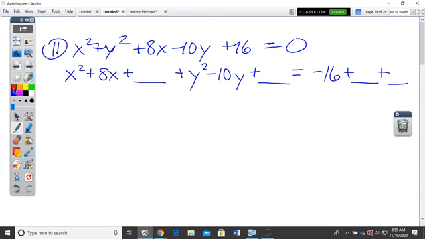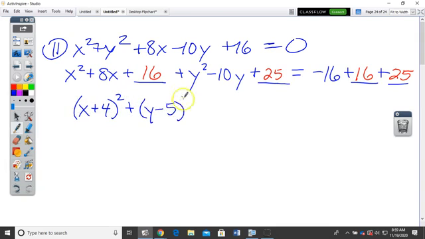Same process here. 8 divided by 2 is 4. 4 squared, 16 goes there and there. -10 divided by 2 is -5. -5 squared is 25. So we have x plus 4 squared plus y minus 5 squared equals 25. Okay? And now we can graph it.